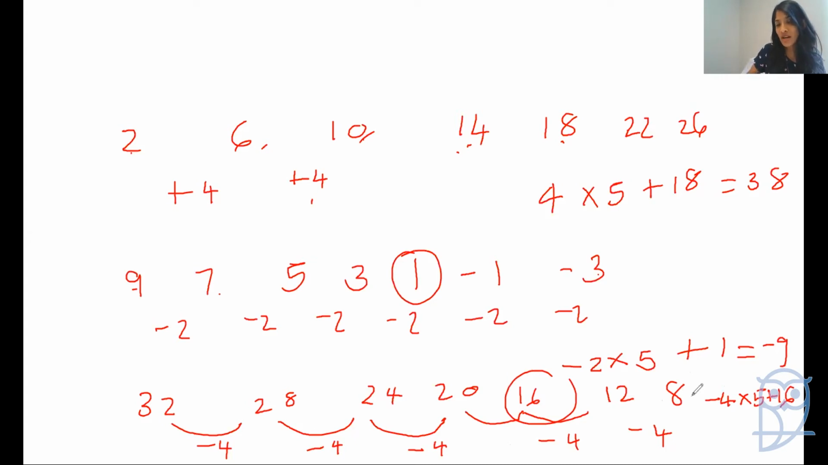So what is -4 times 5 plus 16? Our answer is equal to -4, which means our 10th term in this sequence will be -4. Okay, are you guys understanding the sequencing? I'm going to do one more before I recap, okay?